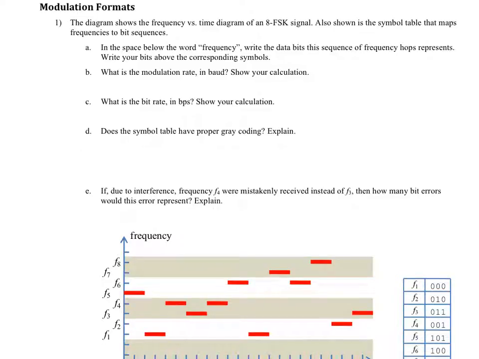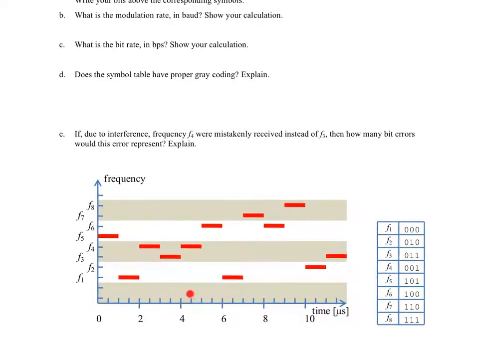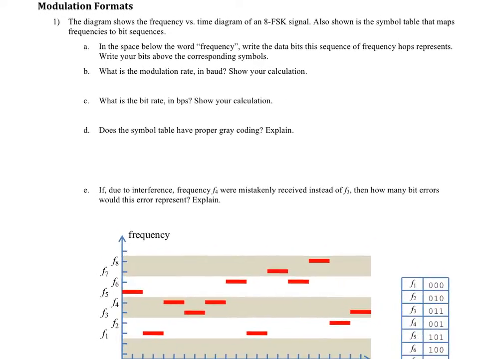Okay, in this video I'm going to do an example problem on modulation formats, and we've got an 8 FSK signal here. The diagram below shows the frequency versus time, and we have our time axis horizontally measured in microseconds, so 0, 1, 2, 3, 4 microseconds, and we have the frequency axis here. It's not labeled, but we have an 8 frequency channel plan here for our FSK signal. And it's an 8 FSK signal, and that's why we have 8 frequencies.